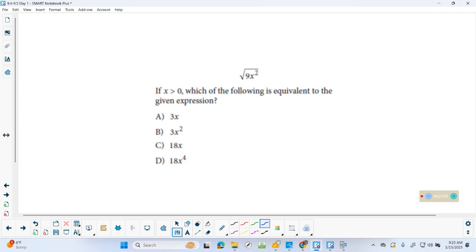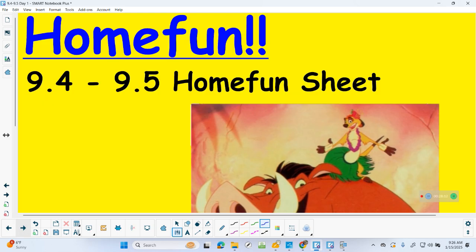What happens to square root and squaring? What do they do to each other? Cancel. So is it A or B? A. We don't even have to do anything. Okay. Those weren't bad. Those weren't bad for today. At least I hope not anyway. Hope not. Hope not.